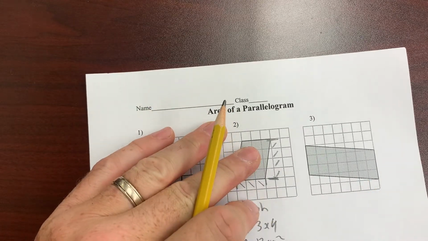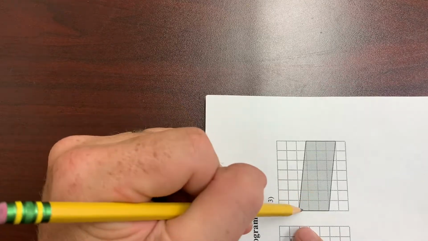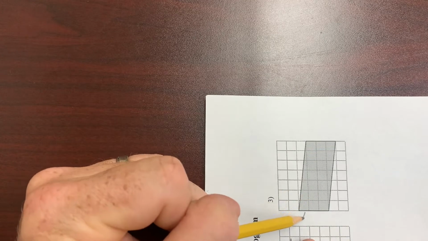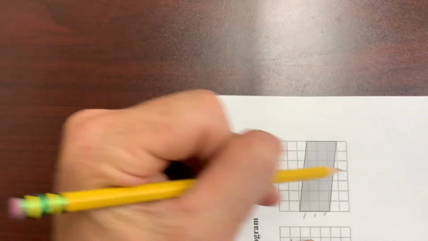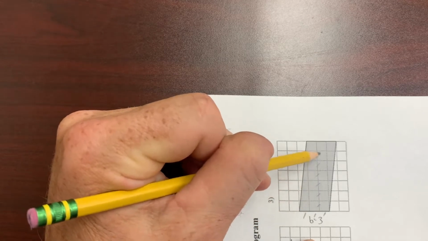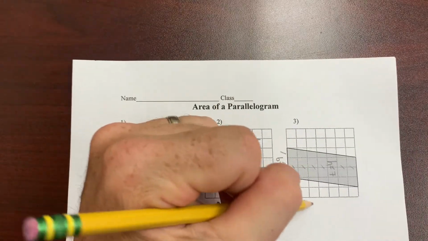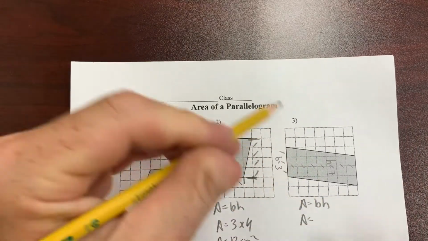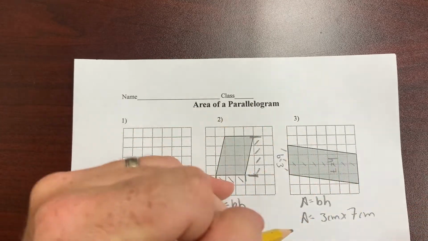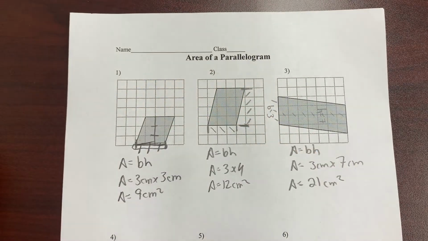This one here is trying to be a little tricky with you. And you're like, oh, it's on an angle. Well, you just turn it sideways, and we've got the base there going flat along the lines, and we can go perpendicular this way. So 1, 2, 3 is our base. And then 1, 2, 3, 4, 5, 6, 7. Height is 7. Area equals base times height. Area equals, our base was 3 centimeters times, and our height was 7 centimeters. Area equals 21 centimeters squared.